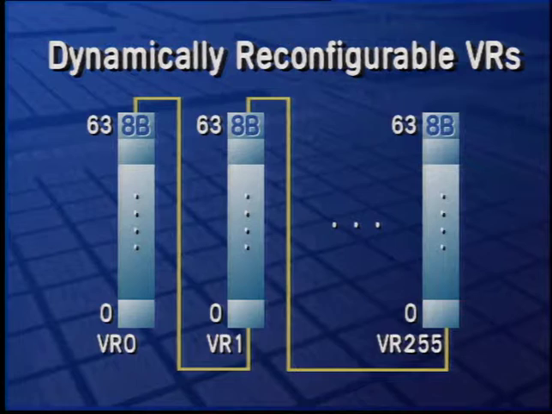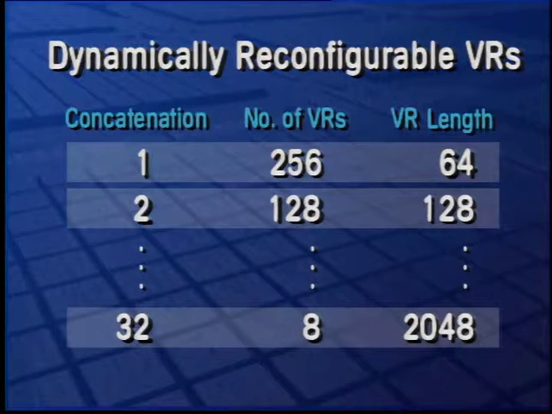One notable feature of the vector unit is the reconfigurable vector registers. The basic hardware configuration is 256 vector registers, each having 64 elements. But by concatenating such vector registers, fewer but longer vector registers can be configured on the fly, as shown in the diagram.